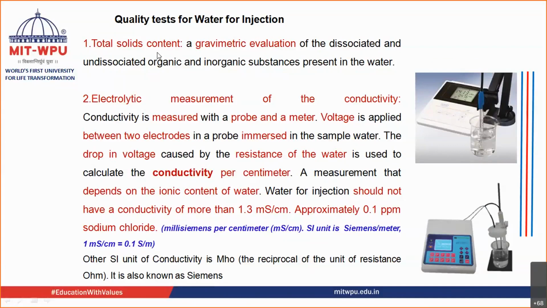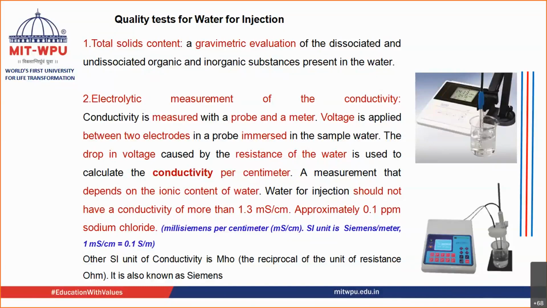This total solid can be measured by gravimetric evaluation. In gravimetric evaluation, you heat the water for injection and totally remove the water by evaporation, and whatever undissociated and dissociated, organic and inorganic substances remain can be weighed. So that is the gravimetric evaluation, where you determine the total solid content after evaporation of the water present inside it.